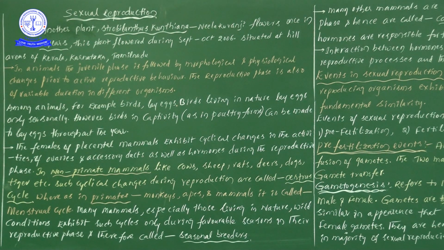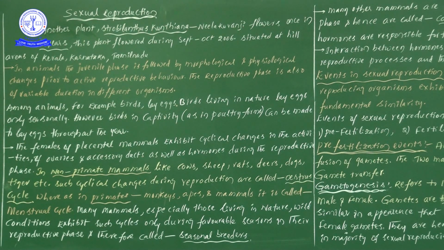means the mammals living only in natural habitats, not in artificial ones, not under the supervision or control of human beings. So those living in wild conditions exhibit such cycles only during favorable seasons, whether it is the oestrus cycle or the menstruation cycle. Whatever that cycle may be, it is exhibited only during favorable seasons.